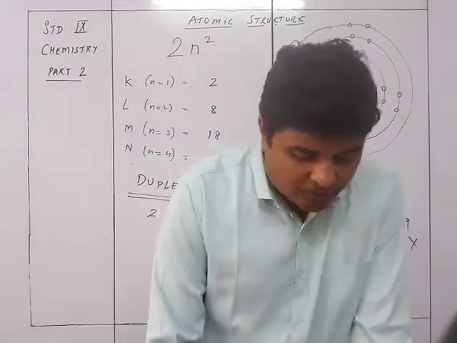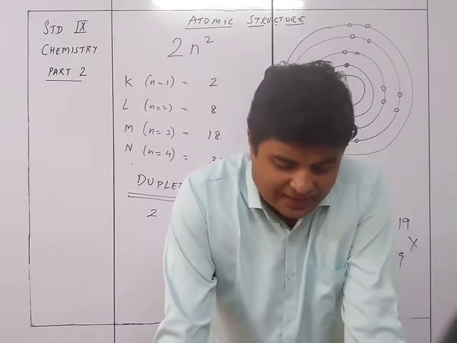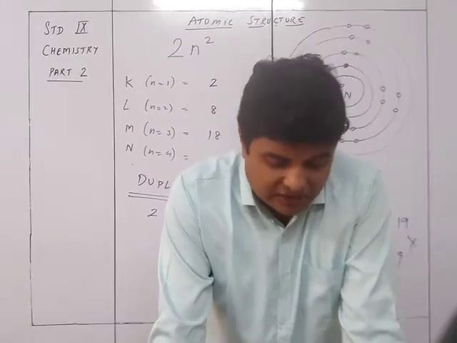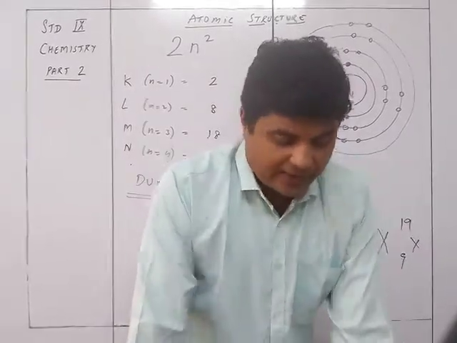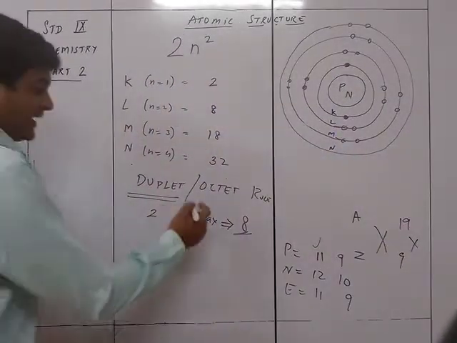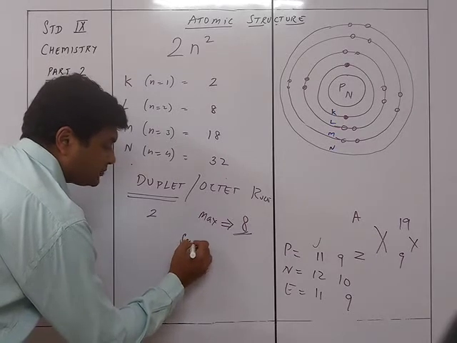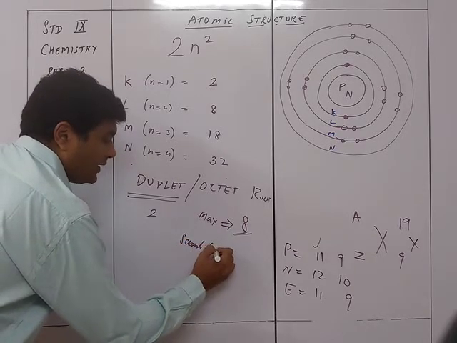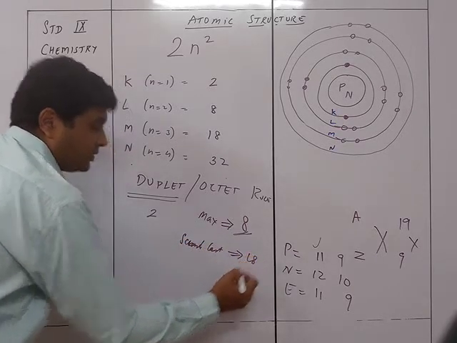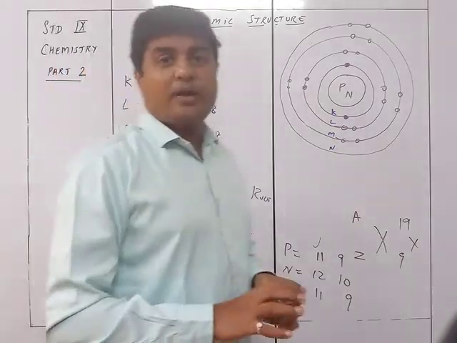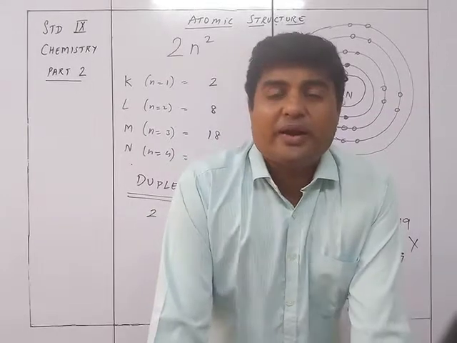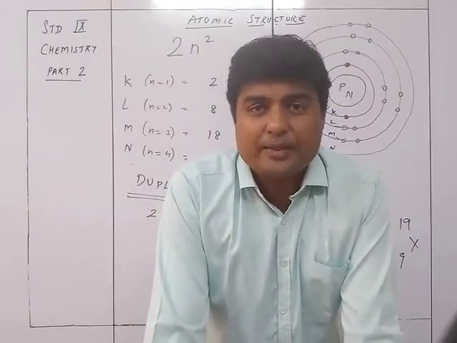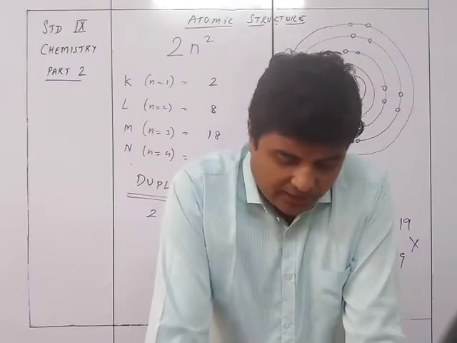So the outermost shell cannot have more than 8 electrons. The penultimate shell, the last but one, cannot have more than 18 electrons. So that was the octet rule. This is something which is very important. This is called the octet and duplet rule. The last shell cannot have more than 8 electrons, and the second last, the penultimate shell, cannot have more than 18 electrons.